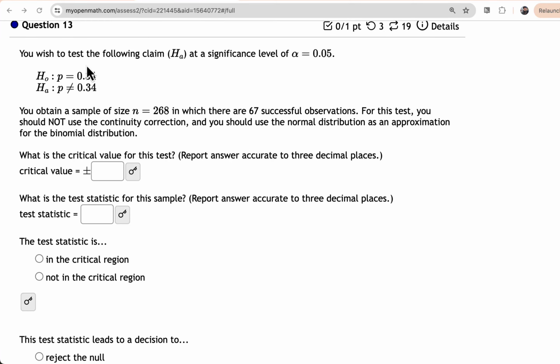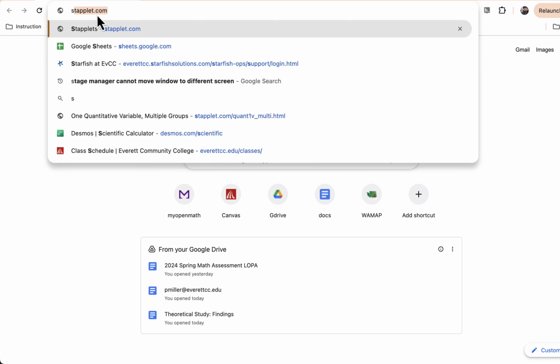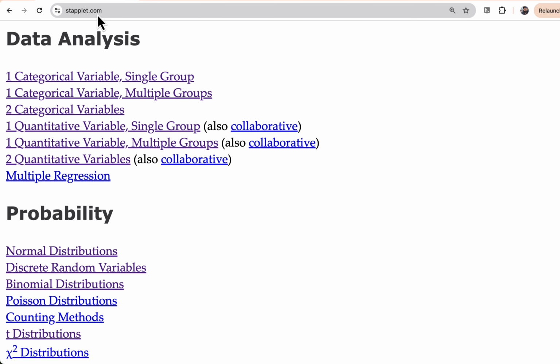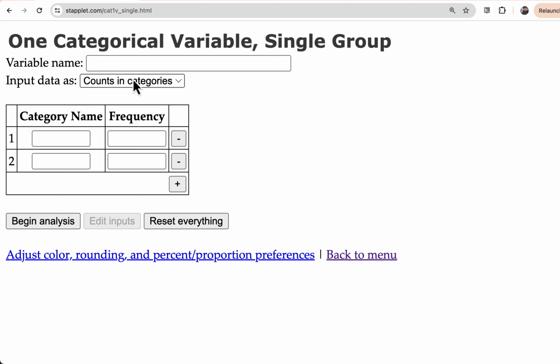If you want to do a hypothesis test using a critical value method, first determine what kind of hypothesis test you're doing. In this case, I have a hypothesis test for proportion with successes and n. To do this, I will go to Staplet, and I'll first do a categorical variable in a single group. And this will help me find the test statistic z.